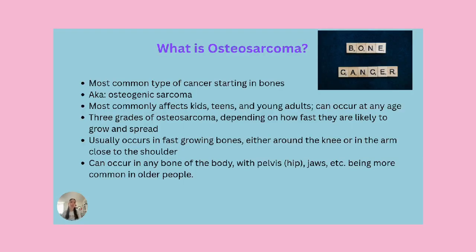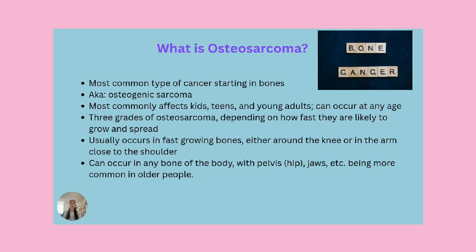So, you're probably asking yourself right now, what is osteosarcoma in the first place? It's the most common type of cancer starting in the bones, and it is also called osteogenic sarcoma. It's most commonly affecting kids, teens, and young adults, but it can occur at any age. There are three grades of osteosarcoma, and they're determined depending on how fast the cancer is likely to grow and spread to other parts of the body.